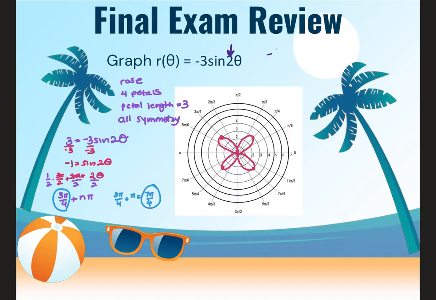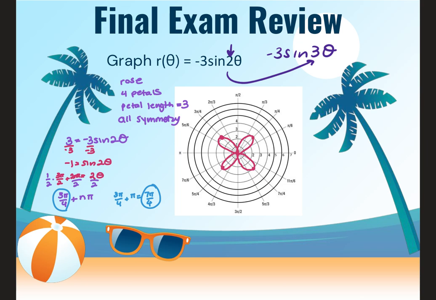What if it had just said -3 sine 3 theta? How many petals are there? If I change the middle number from 2 to 3, how many petals would there be? 3. If it's odd, that number is the number of petals. If it's even, then we double it. The petal length is the number on the front, or the absolute value of it, so the petal length is 3.